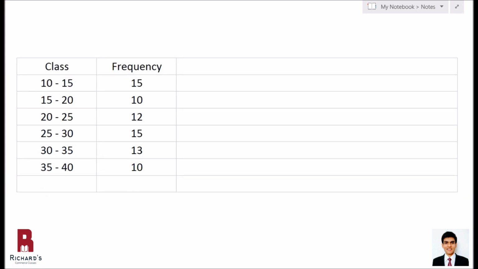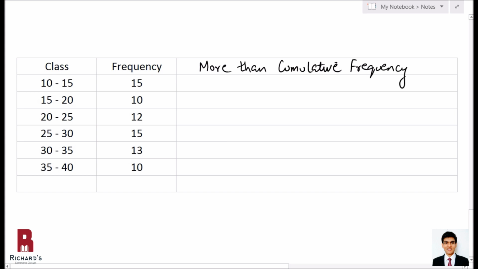Now exactly opposite is the next type, and that is more than cumulative frequency. We know that the total of the frequency column is 75. But for more than cumulative frequency, now we start from below the table and keep adding as we go on top. So take the first from the bottom and write it as it is, that is 10.